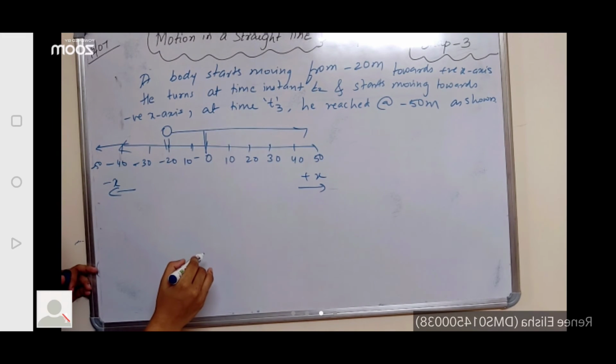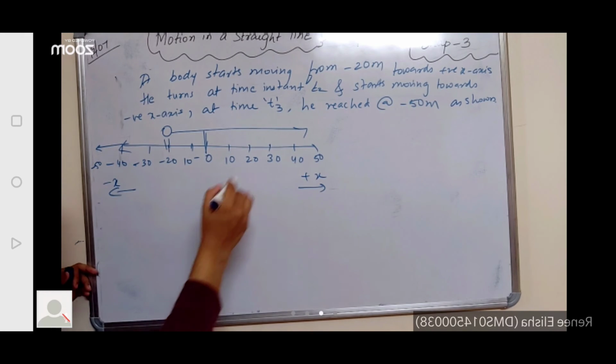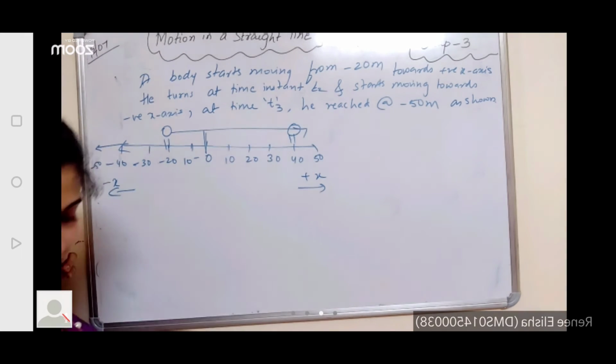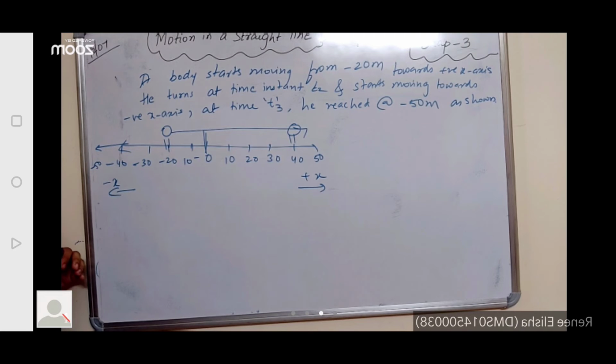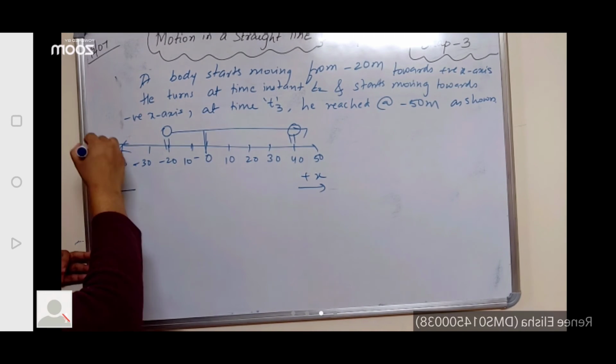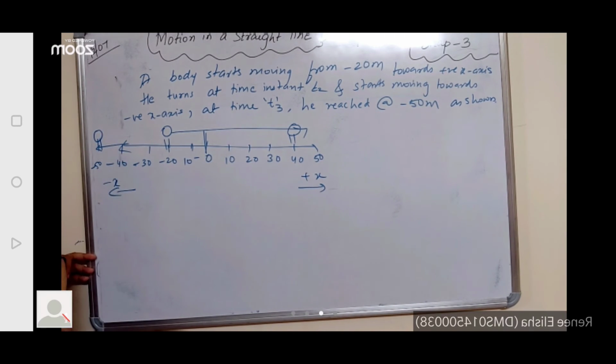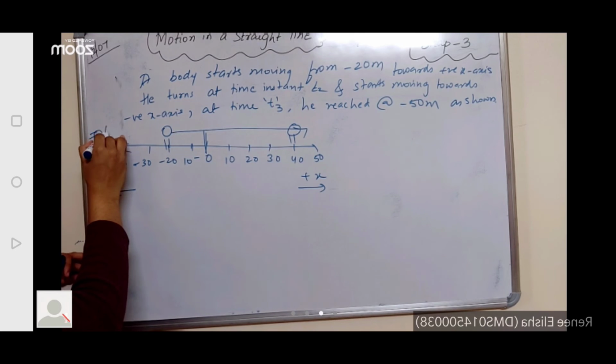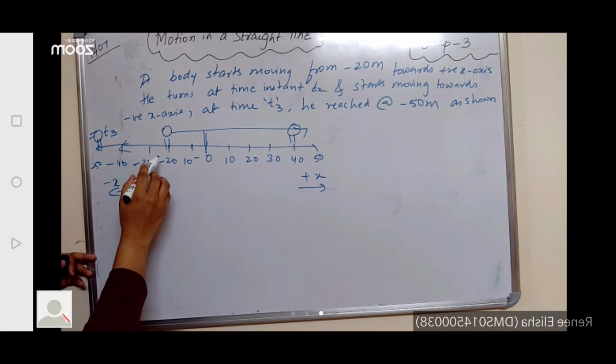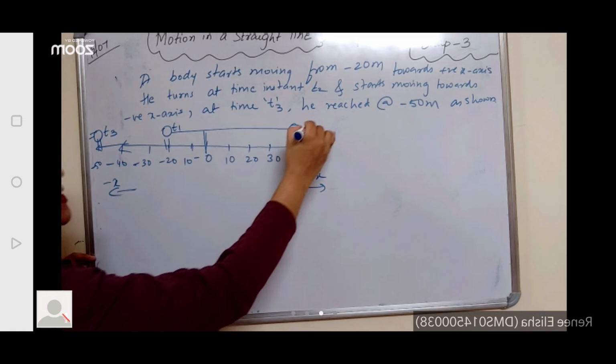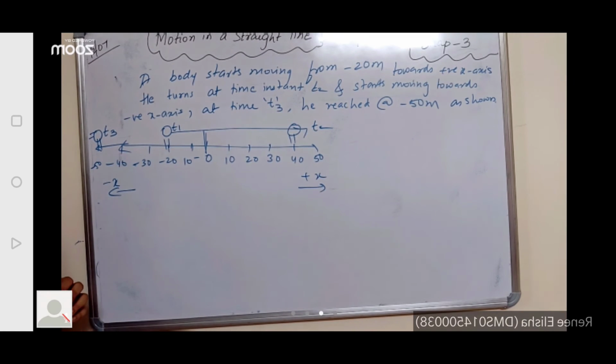Okay, plus 40 here, where the ball, that object, is. Okay, then minus 50 here, and this is again T3. Okay, so here they have mentioned this is T1 and this is T2.